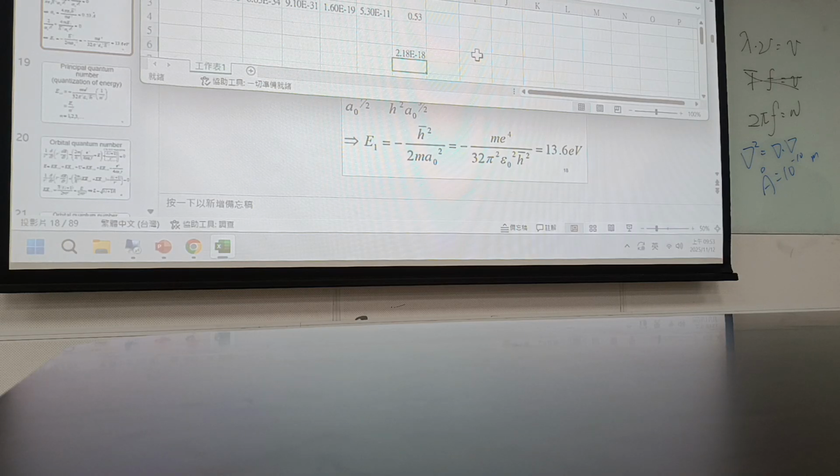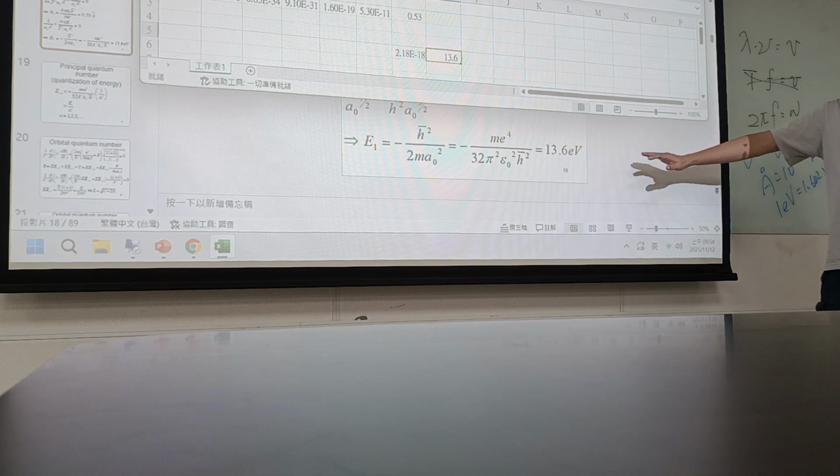That's because 1 eV equals 1.602 times 10 to the minus 19 joule. So we need to divide by this number. Sorry, equal to this divided by this number. Okay, so it's 13.6 eV.